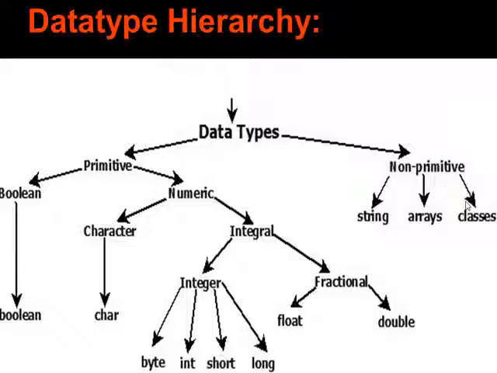Now let's come to the non-primitive types. Non-primitive types are mainly classes. Whatever classes we are using in Java are of non-primitive type. Here you can see that string, arrays and classes belong to non-primitive types. So these are all about the concept of data types.